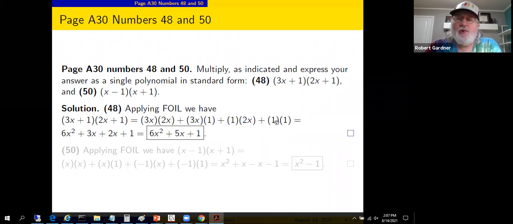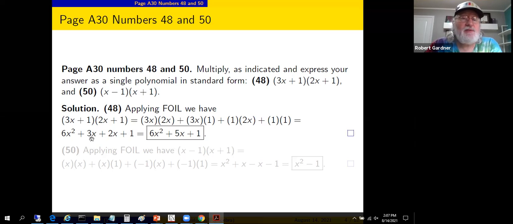I've preserved the order on these. I presented them in the FOIL order when first encountering this. I'd highly recommend you do the same thing. And I could treat the product of the firsts as 2x times 3x and write it in the opposite order, but that doesn't help any. It's not wrong, but it doesn't help any. So following the FOIL pattern, we get exactly this.